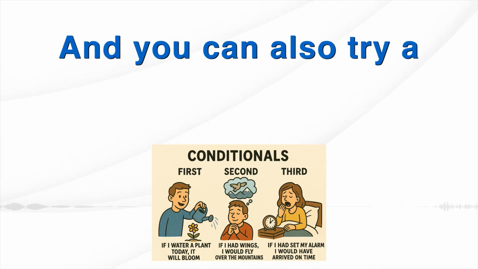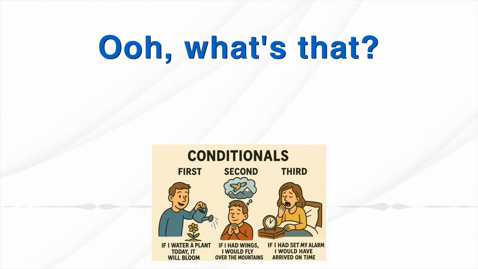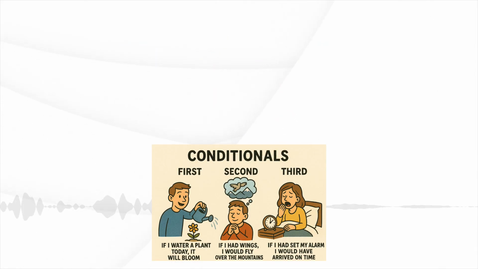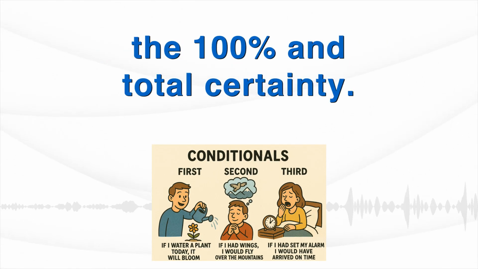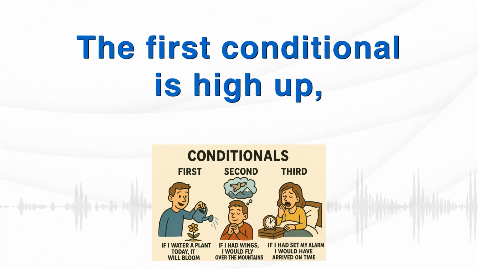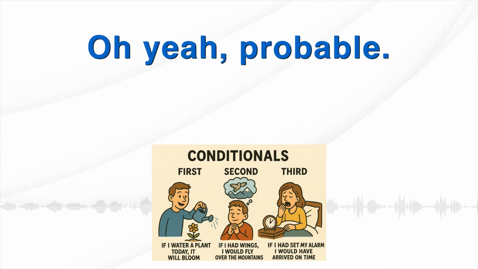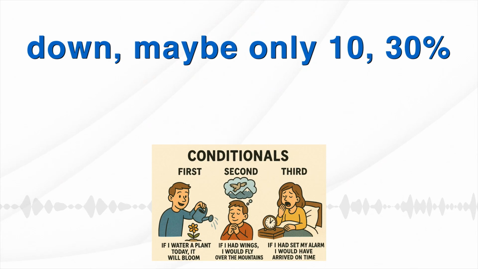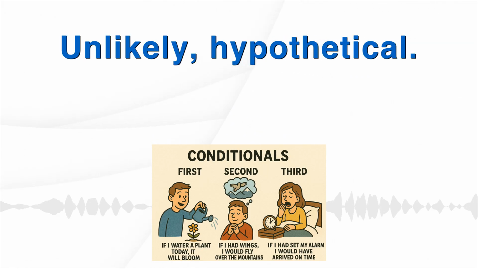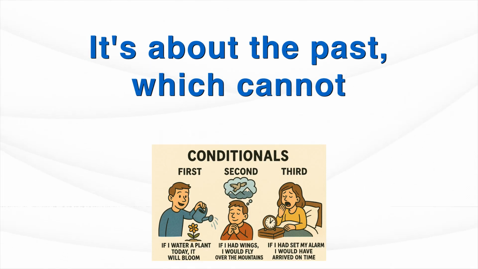Definitely. And you can also try a probability scale visualization. Ooh, what's that? Imagine a line, like a scale from 0% to 100% likelihood. Okay. The zero conditional is right at the 100%, total certainty. It always happens. Right. The first conditional is high up, maybe 70 to 90% likely, a real future possibility. Okay, probable. The second conditional is much lower down, maybe only 10 to 30% likelihood. It's unlikely or purely imagined. Unlikely, hypothetical. And the third conditional is right at 0% possibility. It's about the past, which cannot be changed.